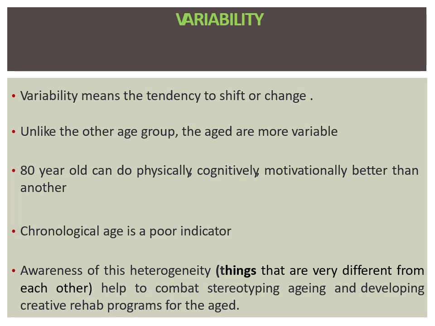Unlike other age groups, older adults are more variable, and an 80-year-old can do better physically, cognitively, and motivationally than another. The only problem is that chronological age is considered a poor indicator for elderly persons. Awareness of this heterogeneity helps to combat stereotyping of aging and to develop rehabilitative programs for elderly persons.